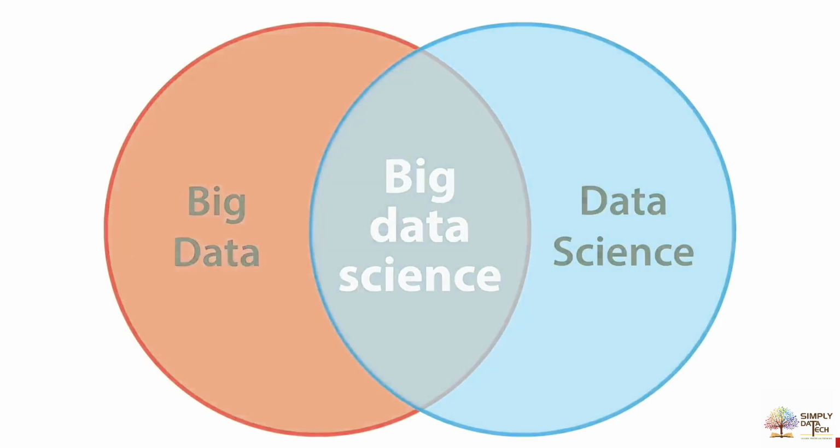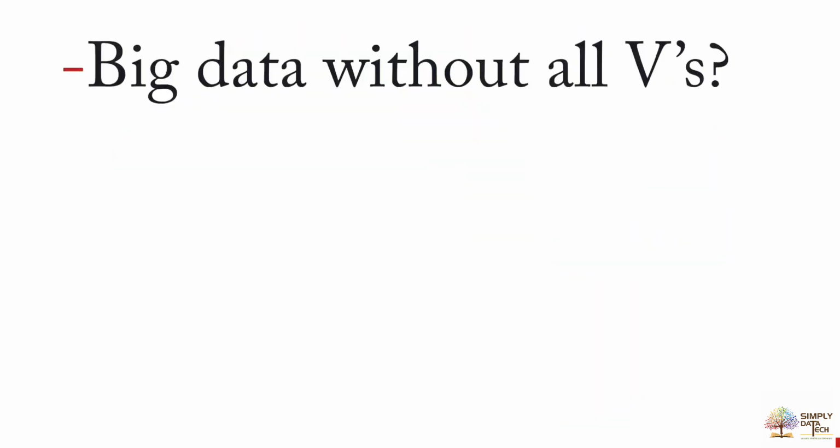So we're just looking at the left side of the equation right now. Now, truthfully, this only works if you have big data without all 3 V's. Some say you have to have the volume, velocity, and variety for it to count as big data. I basically say anything that doesn't fit into a standard machine is probably big data.